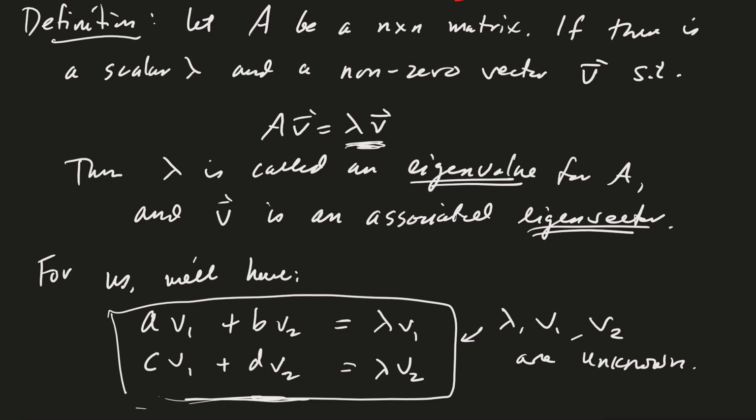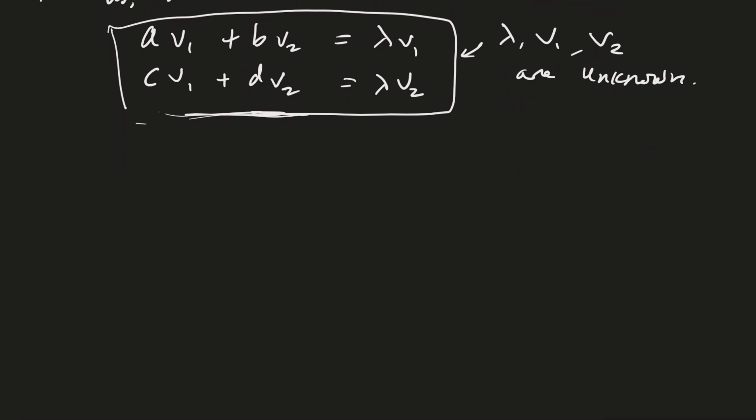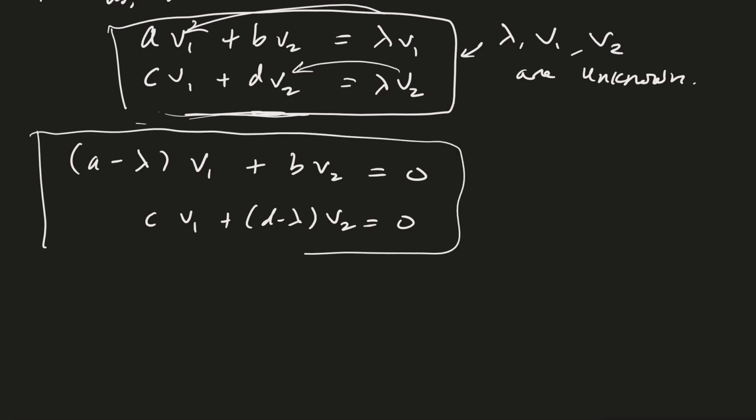Okay, so let's see if we can solve for those. So I'm going to go ahead and bring the lambda over to the other side, so I'm setting my equations equal to 0, and so I'm going to have a minus lambda times v1 plus b v2 equal to 0, and then c v1 plus d minus lambda v2 equals 0. And this equation is going to be very, very important to remember. So let me star that, because this is the equation we're going to use to solve for both lambda and v1 and v2.